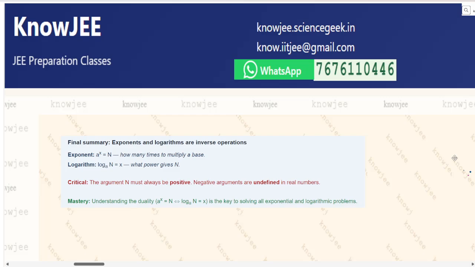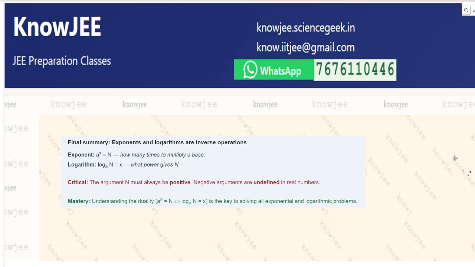So this is the final conclusion. Exponent and logarithm are inverse operations. In exponent we multiply the same base many times to get a value. In logarithm we need to find the power to which the base must be raised to get the value.